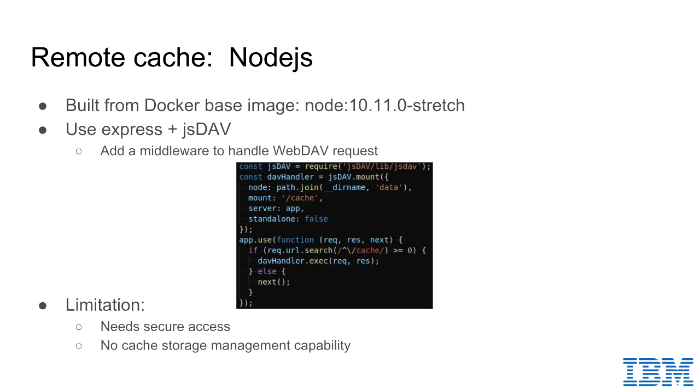Okay, so let's first talk about how you can implement your own remote cache using Node.js. We built this image from a Docker-based image, Node 10.11. Basically, you need two modules. First one is Express. Second one is js.dev. We will show you the code a little bit. It's in our GitHub. We'll show you the link to the GitHub later.